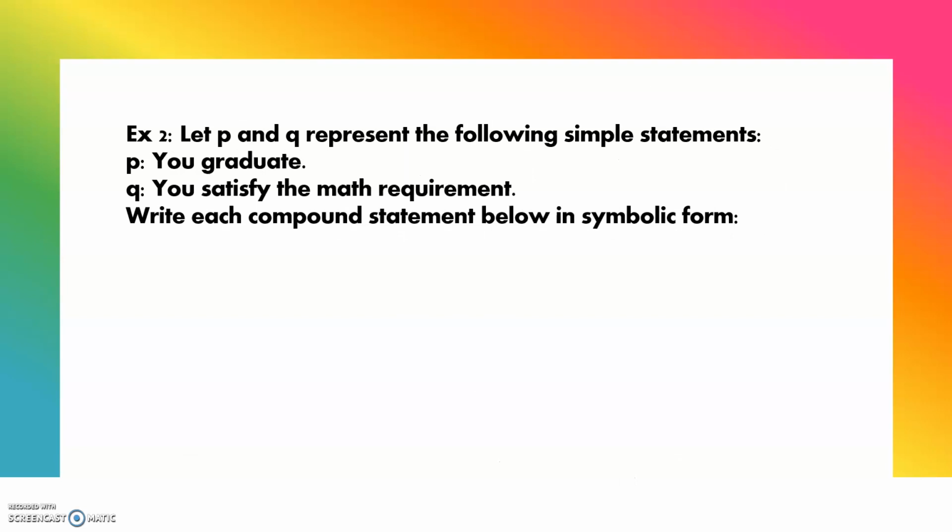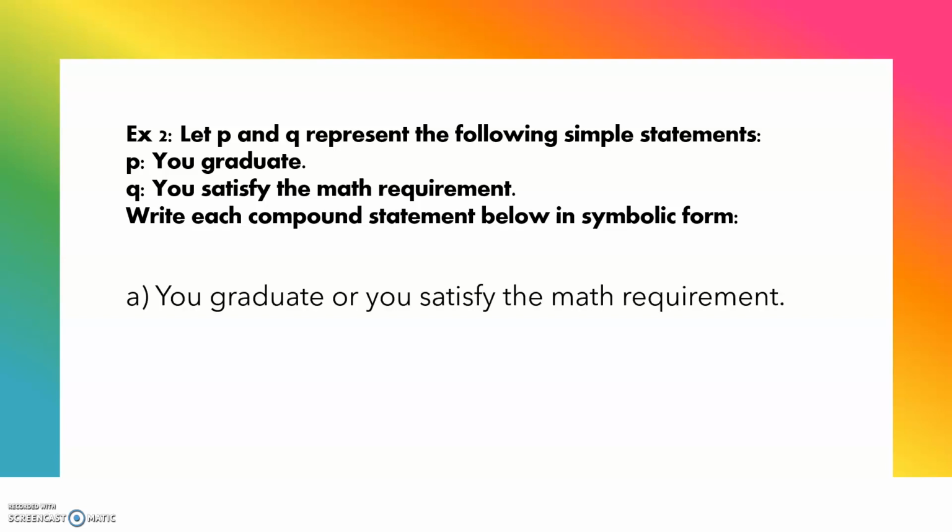Here's an example. Let P and Q represent the following simple statements. Statement one is you graduate. That's P. The second statement is Q, you satisfy the math requirement. We want to write these statements using symbols. The first statement is you graduate or you satisfy the math requirement. You graduate is P, or is the V symbol, and you satisfy the math requirement is Q. So that would be P or Q in symbolic form.